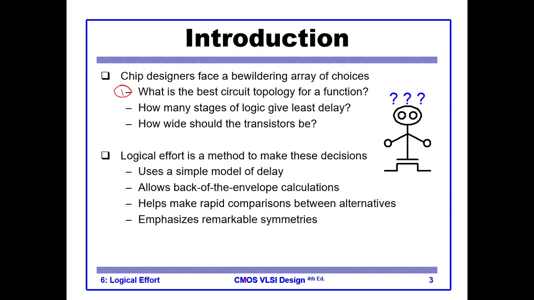Because how you connect the circuit will define your speed or your delay. It will also define your power consumption and all the important things in the VLSI world. Then the second question is how many stages of logic should I use to get a certain value of delay? Third is how wide should the transistor be? What should be the width of a transistor?